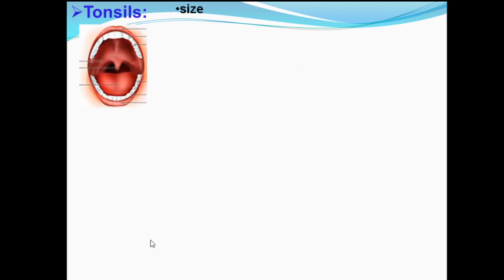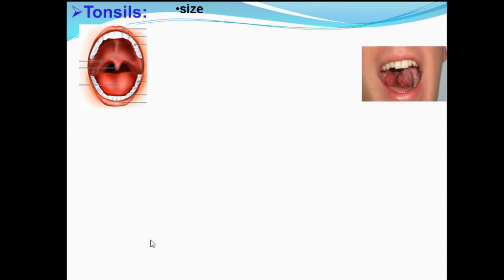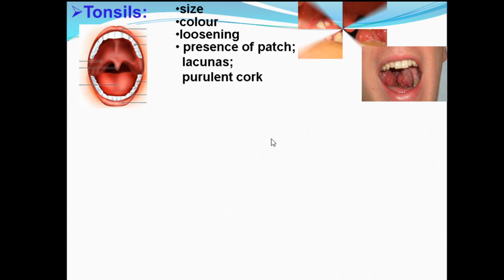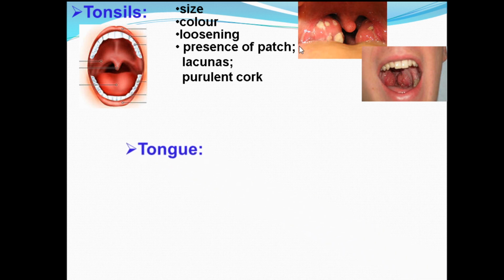Tonsils also may be examined only superficially, but we can see that their size may increase, because normally tonsils are invisible or slightly visible, and their color may change. We'll pay attention to the presence of patches, lacunae, purulent plugs, which indicate specific pathology, tonsillitis.